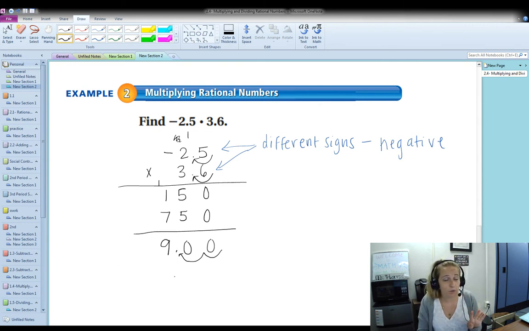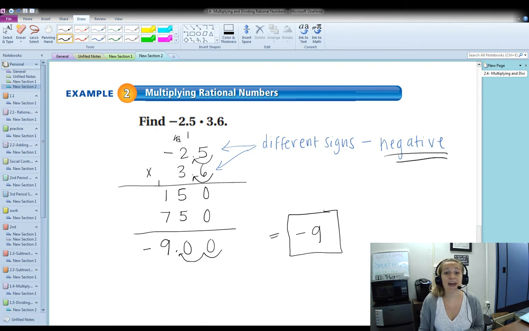But wait, what sign is it? Well, look up here. We already decided that it's negative. So this is going to be negative 9.00. So equals negative 9. And that's just negative 9. So that is your answer.